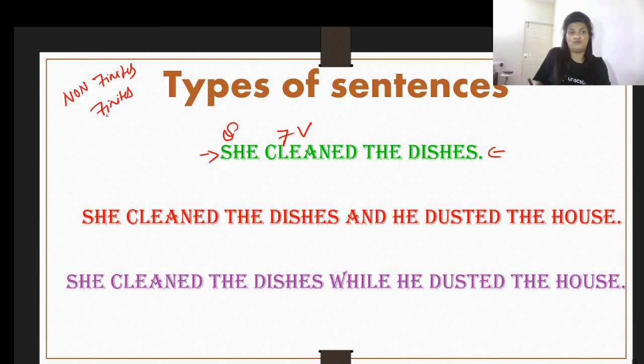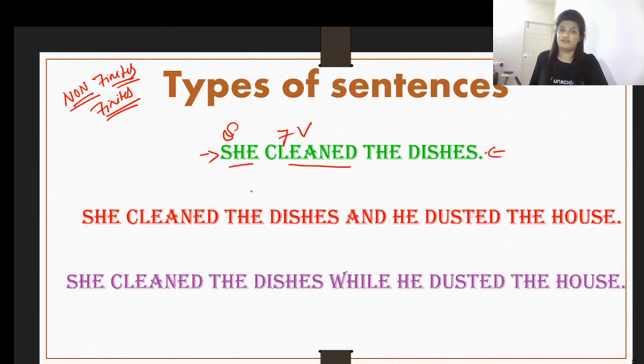If you do not know, let me give you a little insight. Finite verbs are those which change with the change of tense and the number of the subject. Non-finite verbs are those which do not get affected by the change of the subject or the tense. So here, this is our subject and this is our finite verb, and there we have the end of the sentence, and the sentence goes like this: she cleaned the dishes.